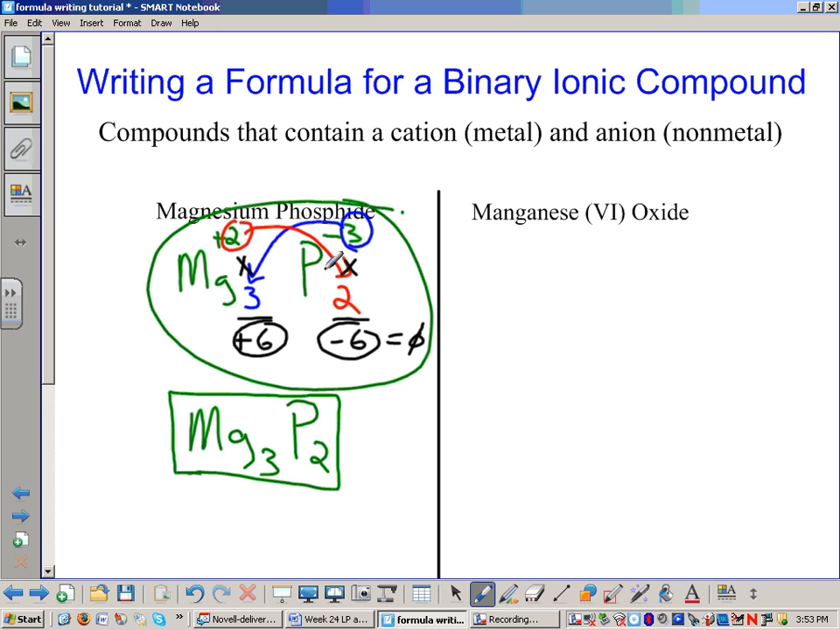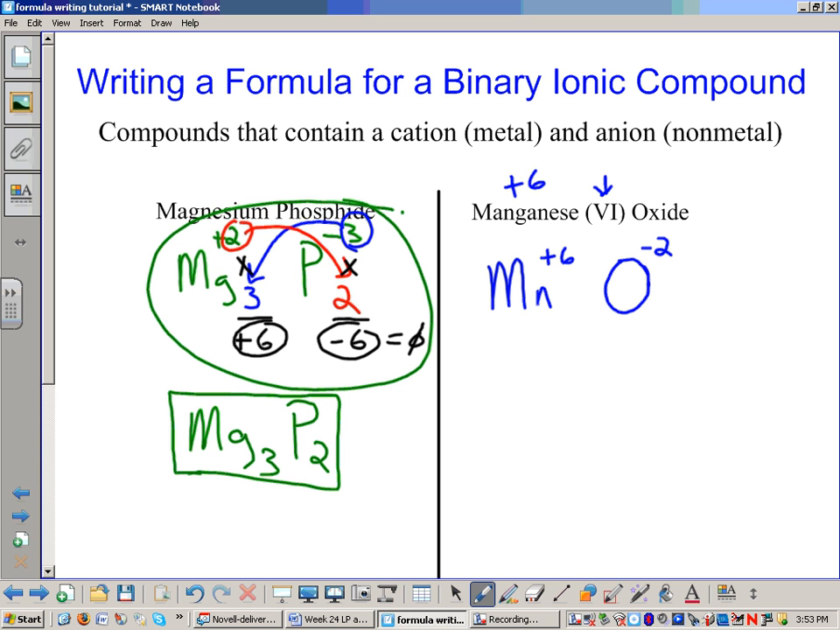Okay. Now let's go over this one. This one has a little added bonus. This one has our Roman numeral. What does the Roman numeral tell us? It tells us the charge of our metal. VI is 6. That means that manganese in our problem here, Mn, is going to have a +6 charge. Oxygen, group 16, 6 valence electrons, has a -2 charge.